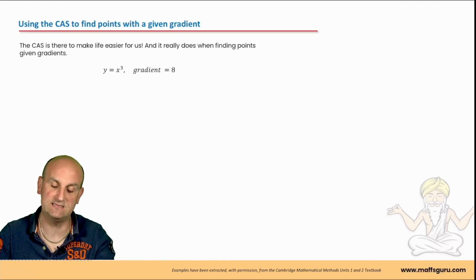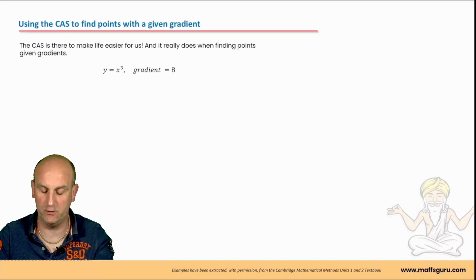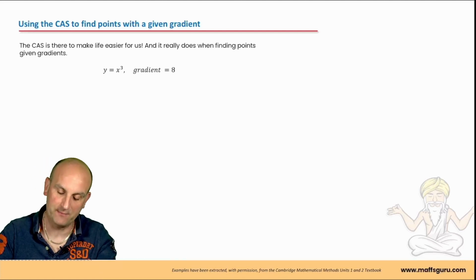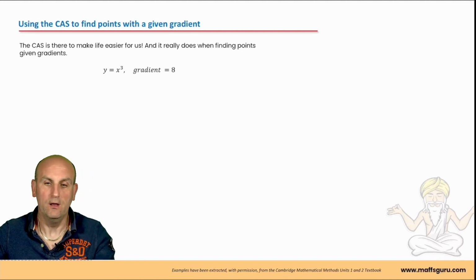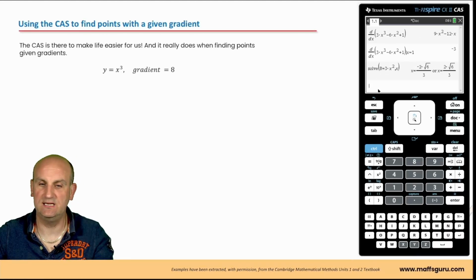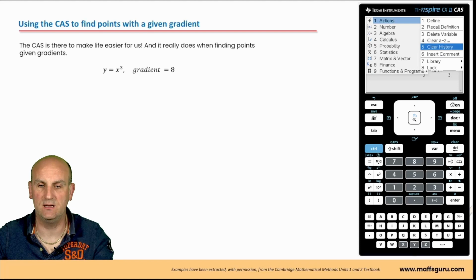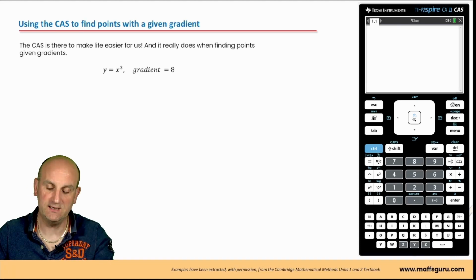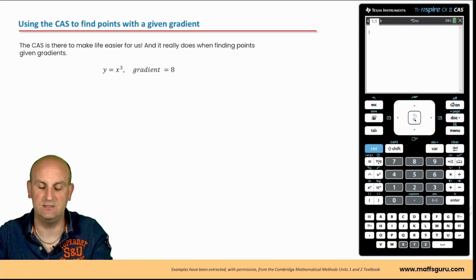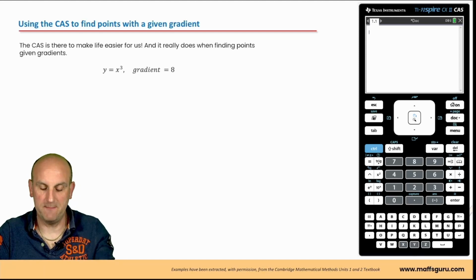All right, here we go. There is a way the CAS can make life easier for you. We've got this question here again. What I'm about to show you seems quite long-winded. I'm going to menu, actions, and clear history. Now, the first thing you want to do with methods, in many cases, is define a function. You want to get your calculator to remember a particular function.